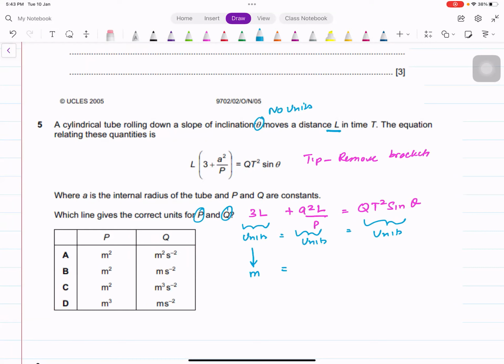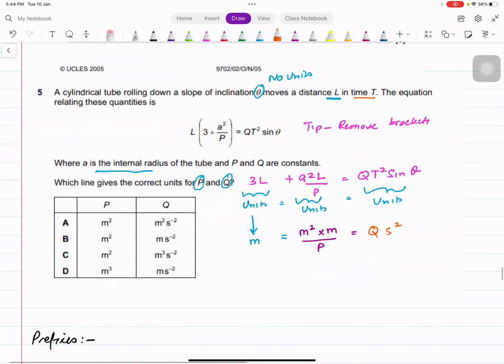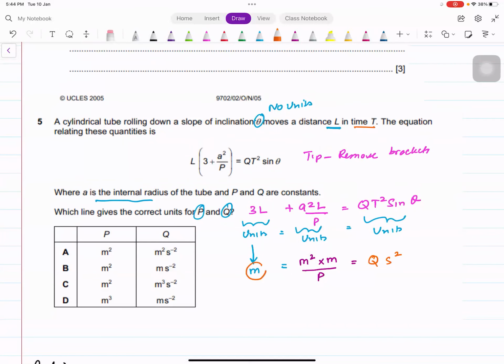So A is the internal radius. It's written here. So I'm going to put it in a different color. So it's going to be meter square. Length is in meters and P is what we need to find, right? And this is equal to the other one on that side, which is basically Q. Q was what we need to find. T was time, right? So it's going to be second square and sine theta will have no units. Now, if you look at it, we already know the meter unit right here. So what we can do is we can equate them one by one. So meter equals meter.